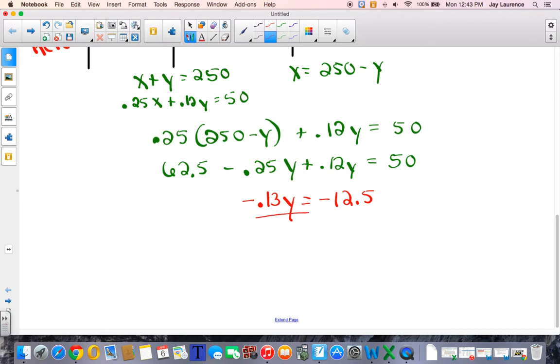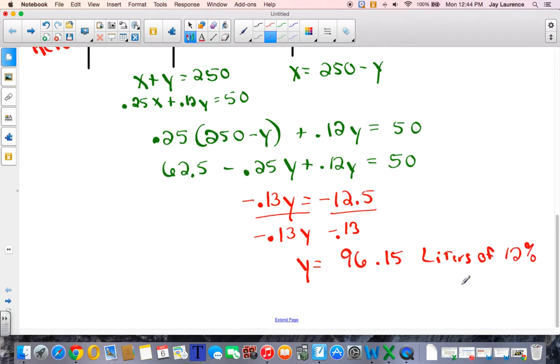All right, and so I'm going to divide each side by 13/100, negative 13/100 to be specific, right? And I'm going to go ahead and grab my calculator, and I'm going to get that the liters from bottle 2 will be about 96 15/100 liters of the 12% acid.